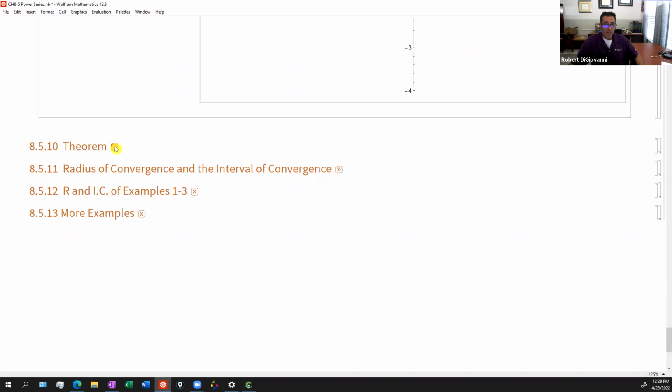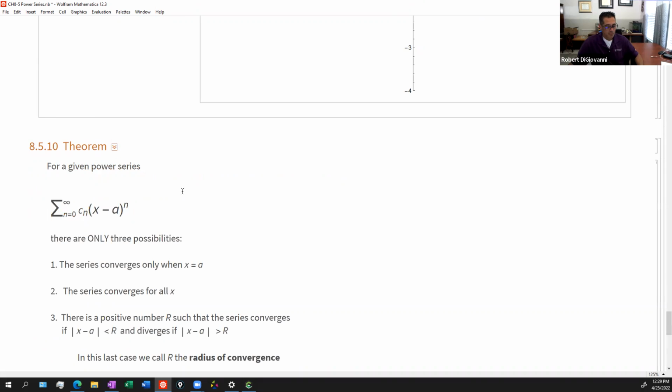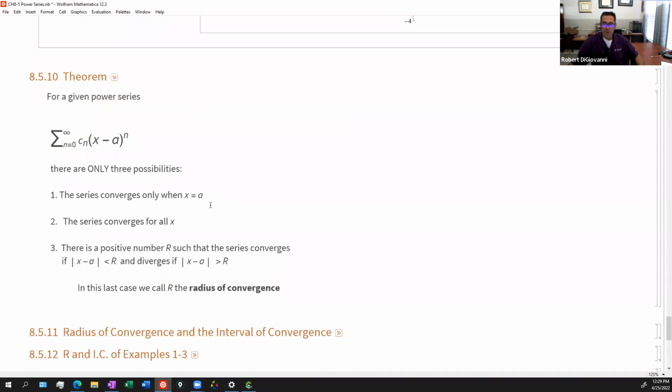Okay, theorem. Big important theorem. Given a generic power series, there are only three possibilities when it comes to its convergence. First possibility is it converges only when x is a. That was our first example, right? It only converged at 0.